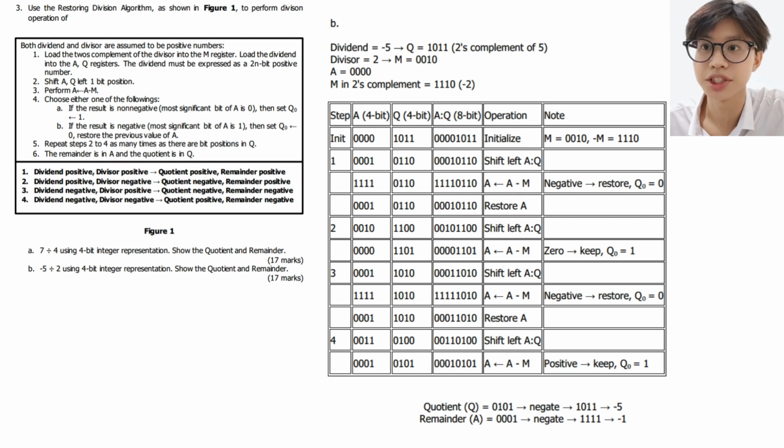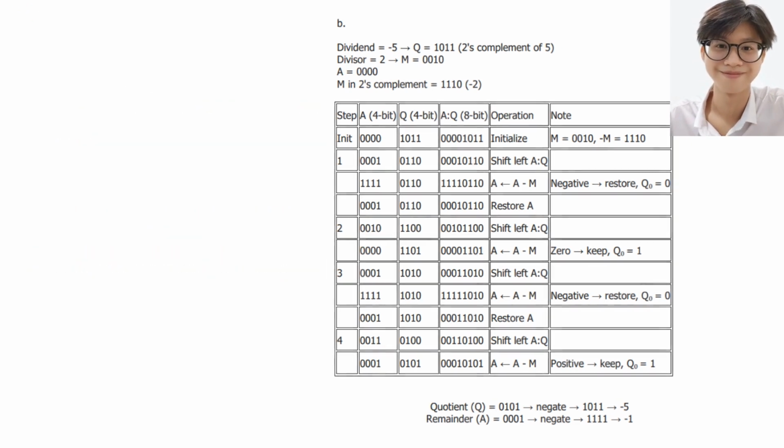But since the original dividend was a negative, we negate the quotient and get 1, 0, 1, 1, which is a negative 5. Remainder in A is 0, 0, 0, 1, which is 1. So we also negate the remainder to follow the rule, 1, 1, 1, 1, which is negative 1. So the final result is negative 5, remainder negative 1.